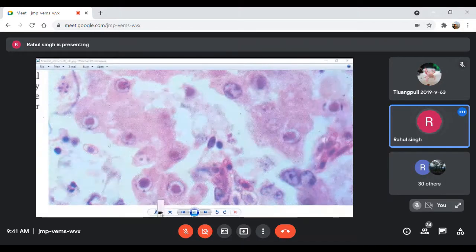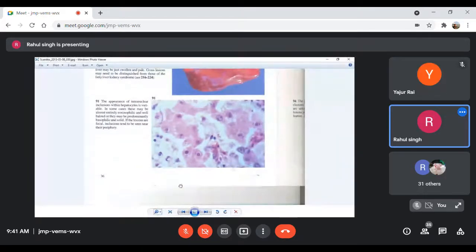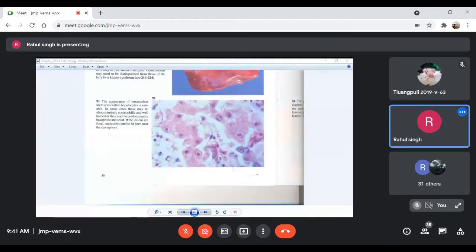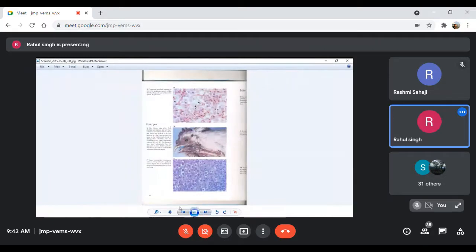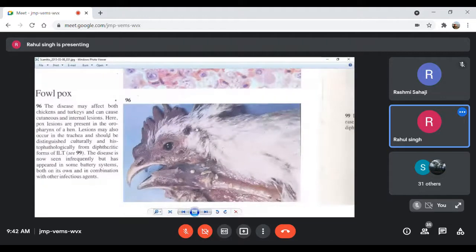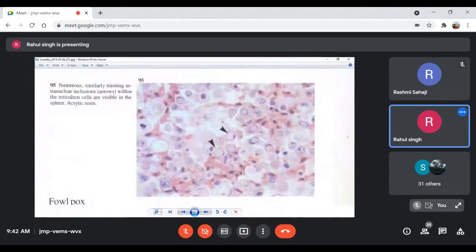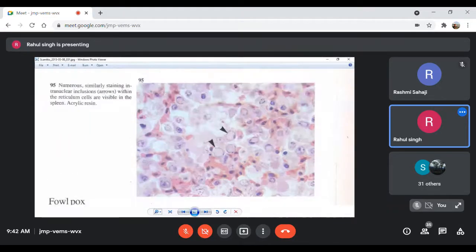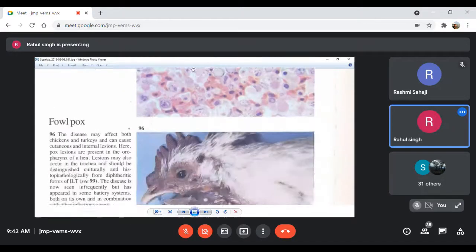Any doubt, anybody? Okay. These are the inclusion bodies demonstrated by special acrylic resin stain. The empty area, it is a matter of postgraduate study.